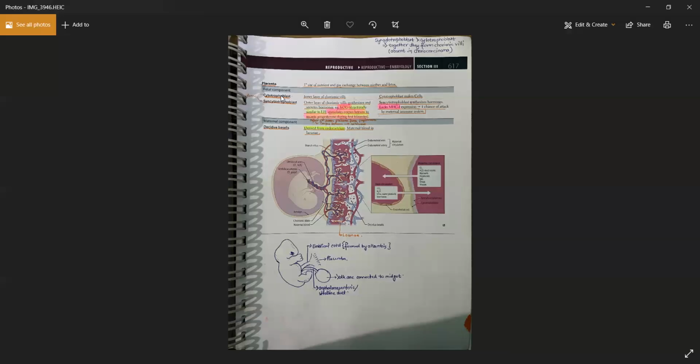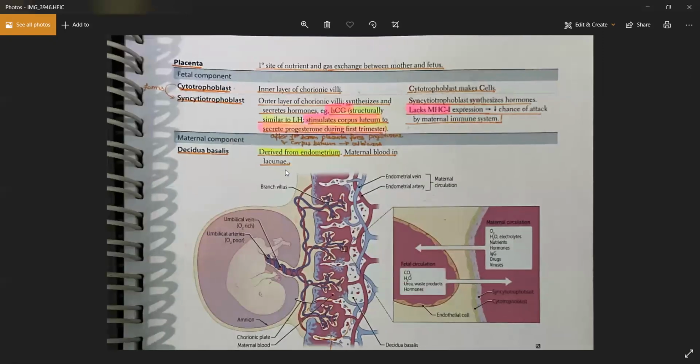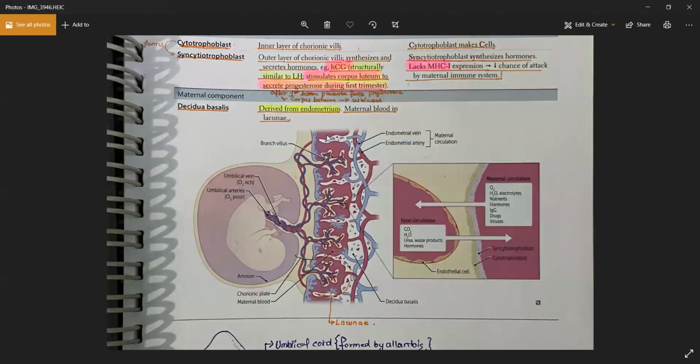Now you have the trophoblast. This trophoblast forms two types of cells: the cytotrophoblast and the syncytiotrophoblast. The inner layer is known as the cytotrophoblast and the outer layer is known as the syncytiotrophoblast. As you can see in this part, if you zoom in, the inner layer is the cytotrophoblast and the outer layer is the syncytiotrophoblast.